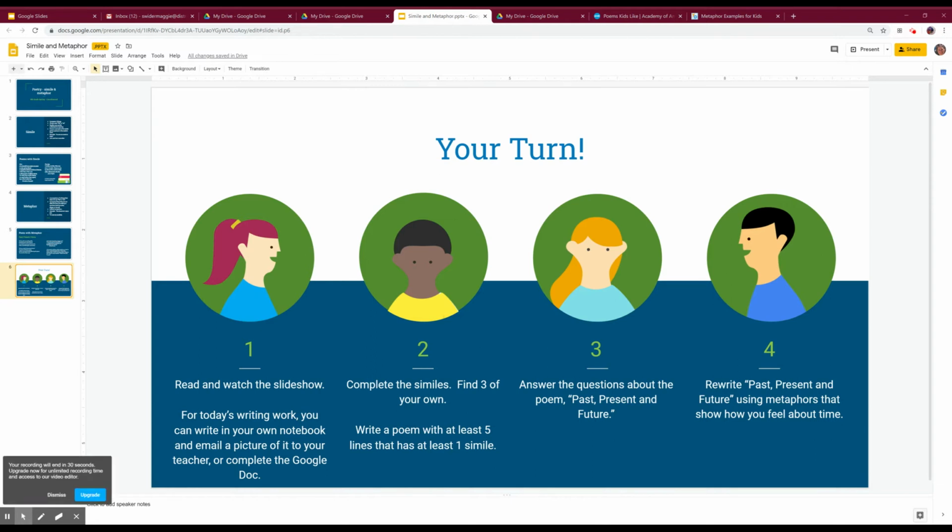You're going to complete the similes, find 3 of your own. You're going to write a poem with at least 5 lines that has at least 1 simile. Next, you're going to answer questions about the poem, past, present, and future, just like I read in the last slide. And finally, you're going to rewrite past, present, and future using metaphors that show how you feel about time.